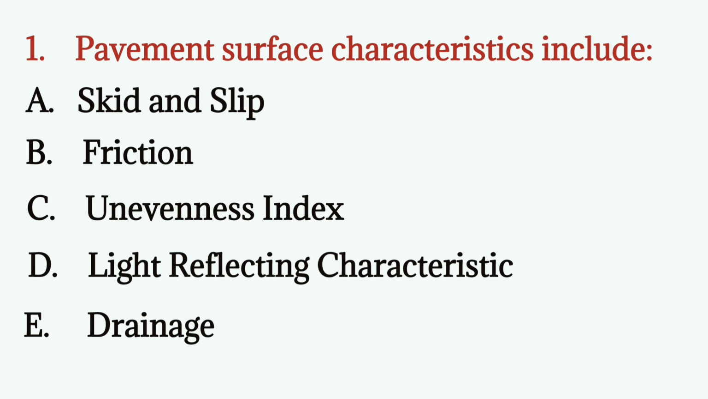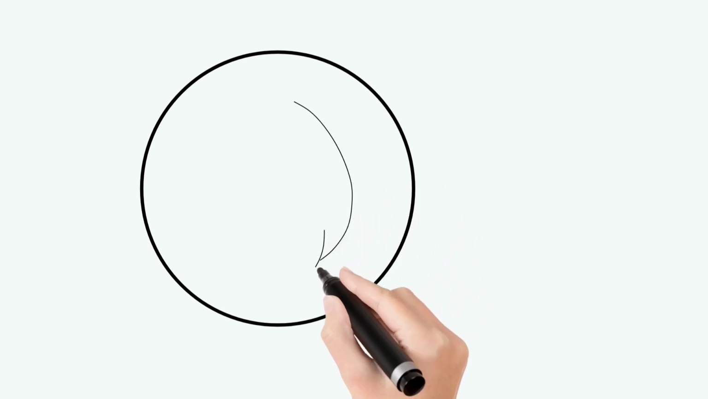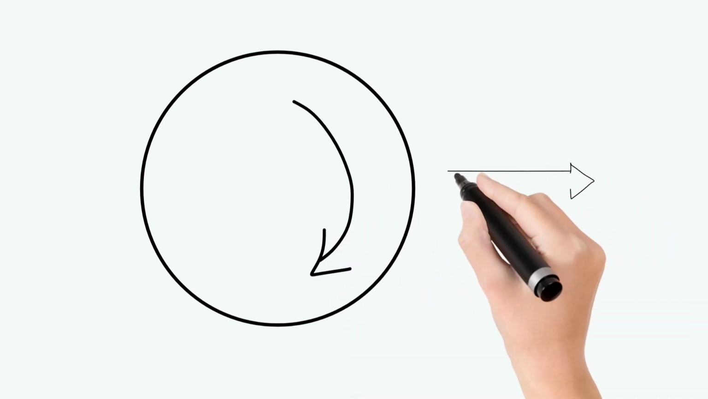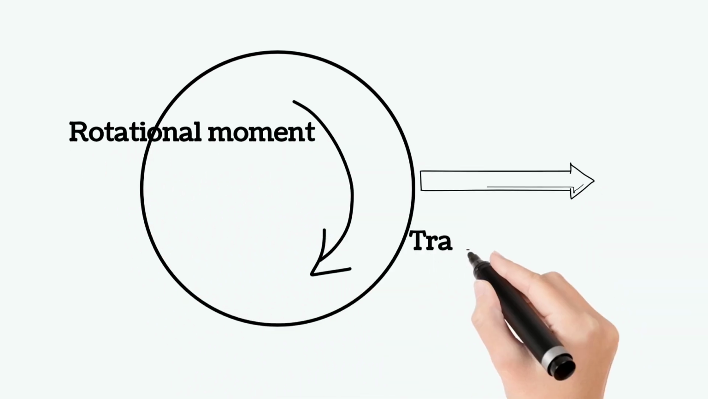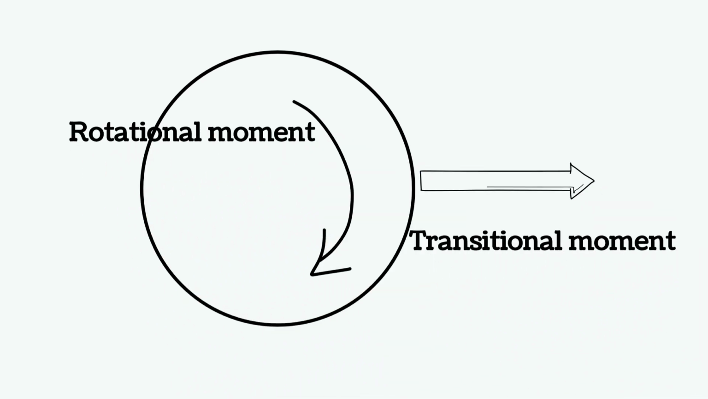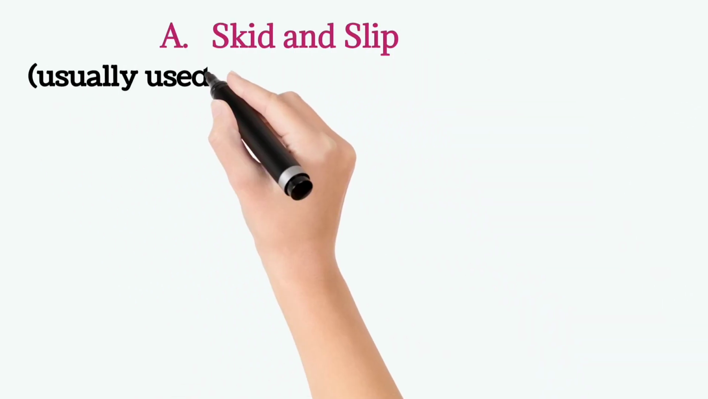Before starting skid and slip, we will understand what is rotational and translational movement of a vehicle's tire. When a tire rotates about its own axis, it is said to be rotational movement of a tire. And when it travels in a longitudinal direction, it is said to be its translational movement. Now, we will discuss about skid and slip.